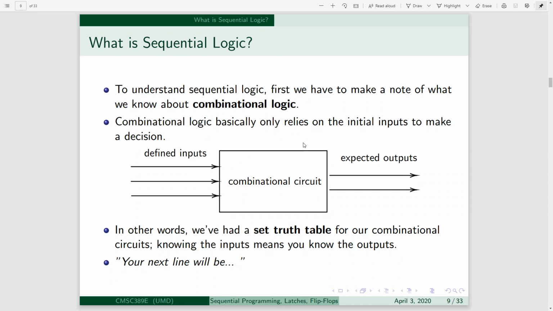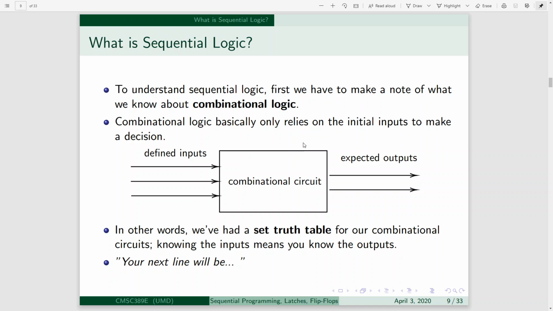Sequential logic. Now, to understand sequential logic in the first place, we have to make note of what we know about a combinational circuit, right? In other words, what we've already done so far has been very simple stuff, right? So remember when I was earlier talking about iterative algorithms and how you have to perform operations over and over again and store that data and come out of it? We're sort of getting there now, right?